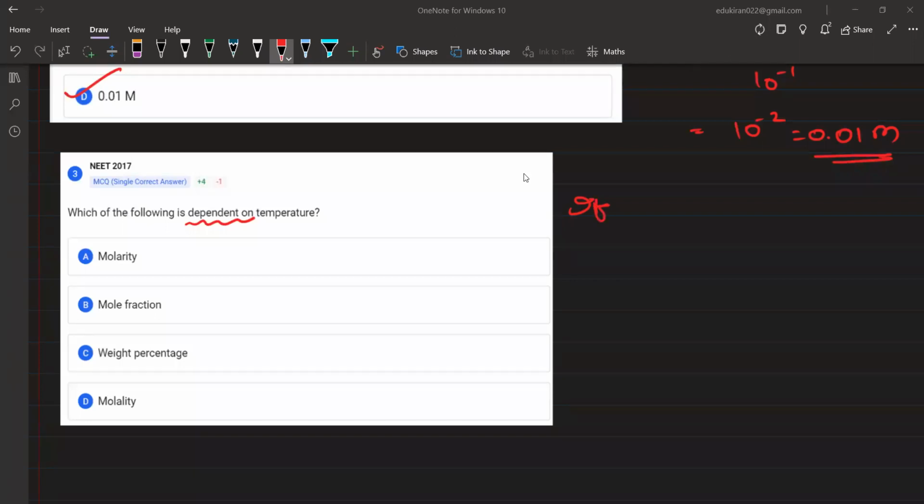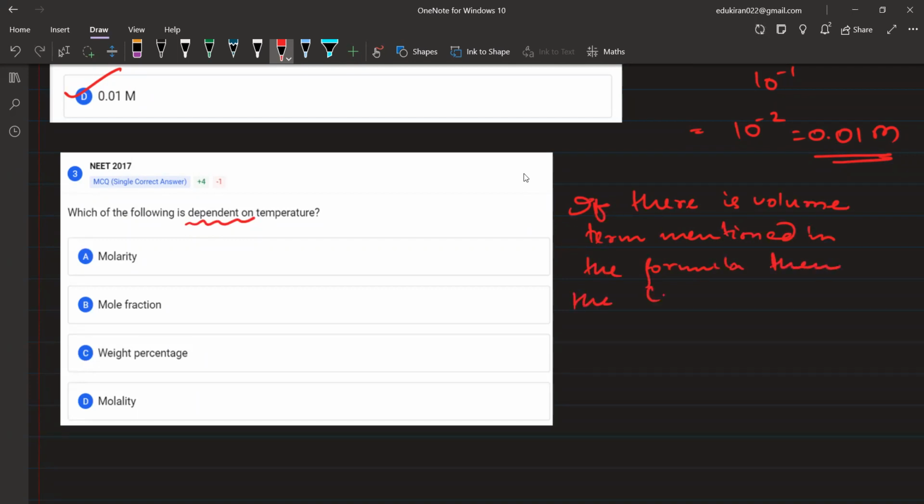Very good, right? Those who cannot answer, please see, if there is a volume term mentioned in the formula, then the concentration term is what? It is temperature dependent. It is temperature dependent. Okay, so in molality we have number of moles upon mass, so that will not be it. In weight percentage there is no question, because it is weight. In mole fraction it is number of moles upon number of moles. The only correct option is molarity.